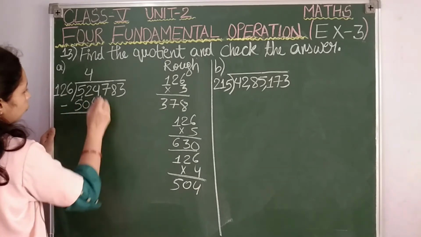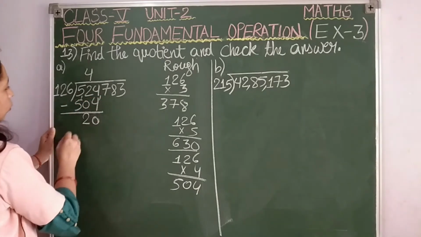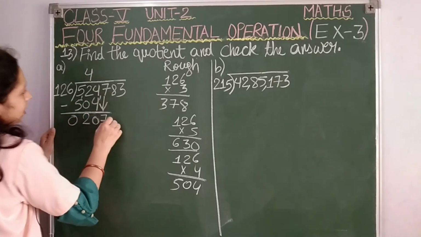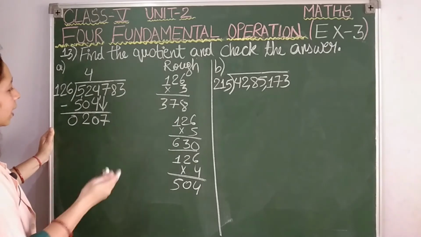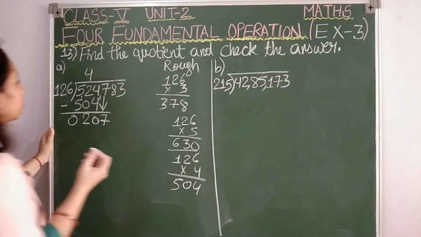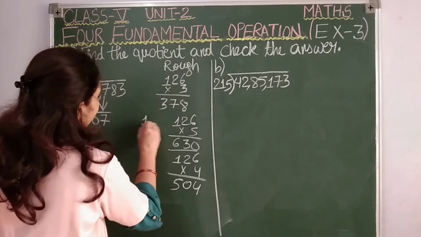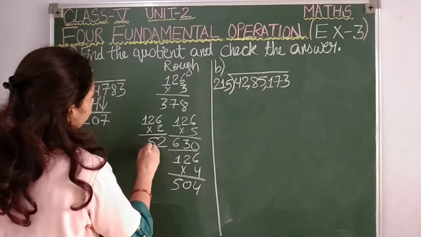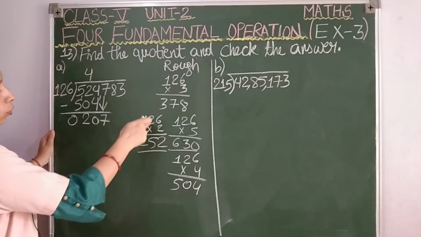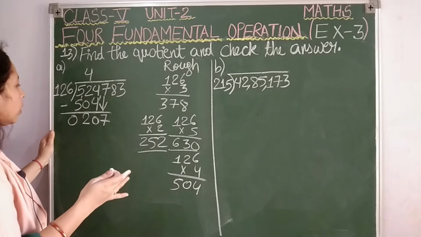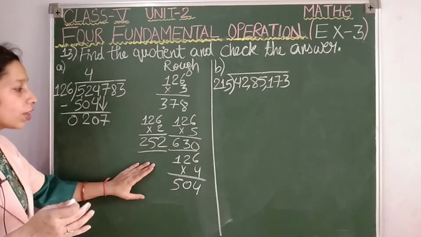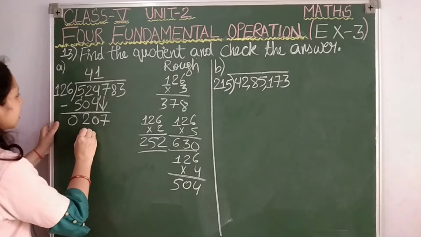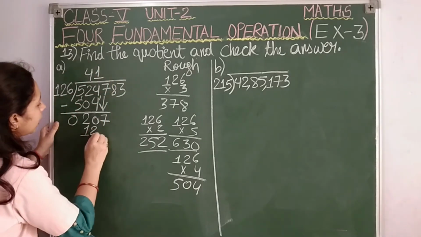Let us subtract, students. 4 minus 4 is 0, 2 minus 0 is 2, then 5 minus 5 is 0. Now I am taking down 7. So I am getting now 207. 207 means, students, let us multiply 126 with 2. 2 6s are 12, 2 2s are 4, 5, 2 1s are 2. So 252. But I want 207. So 252 is greater than 207. That's why we'll divide this number with 126 only. Means 126 ones are 126.